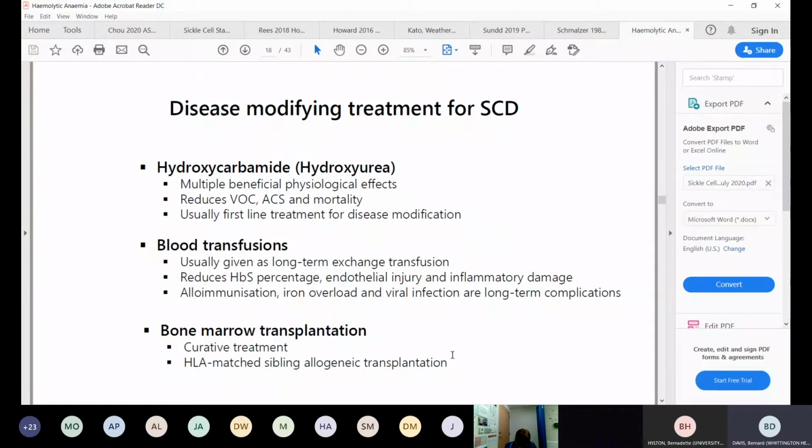It's important to be aware, though, of its long-term complications. Bone marrow transplantation is curative, and the best results are obtained when the patient has a fully matched sibling that is a match.